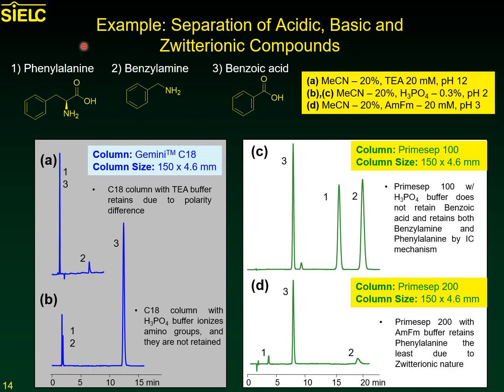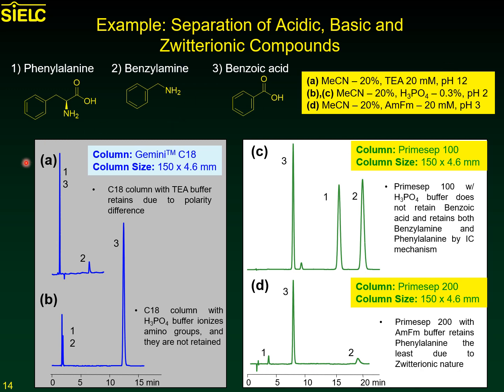In this example, we will be showing the separation of the three-component mixture shown down below. It contains the zwitterionic phenylalanine, the basic benzylamine, and the acidic benzoic acid. On the left hand of the slide, we are showing a separation of these three compounds using a standard C18 reverse phase column. In example A, we are separating them using a mobile phase that is 20% acetonitrile and water, and a tetraethylammonium buffered solution that has a pH of 12.